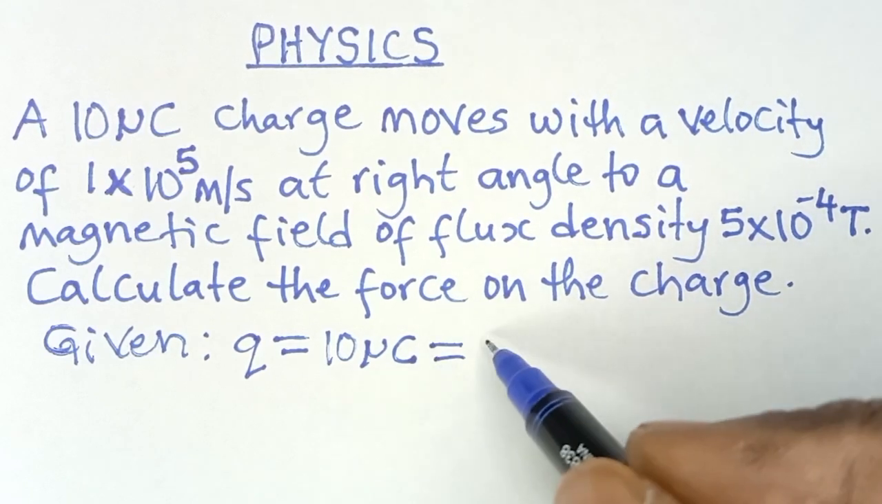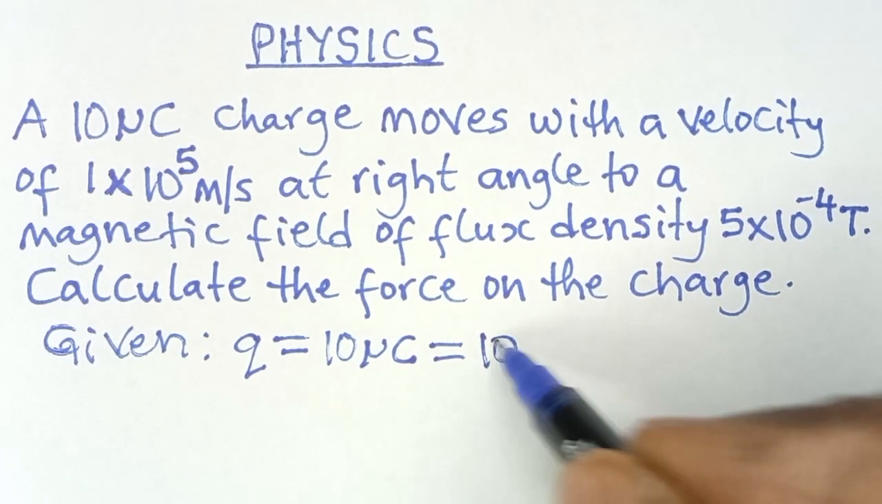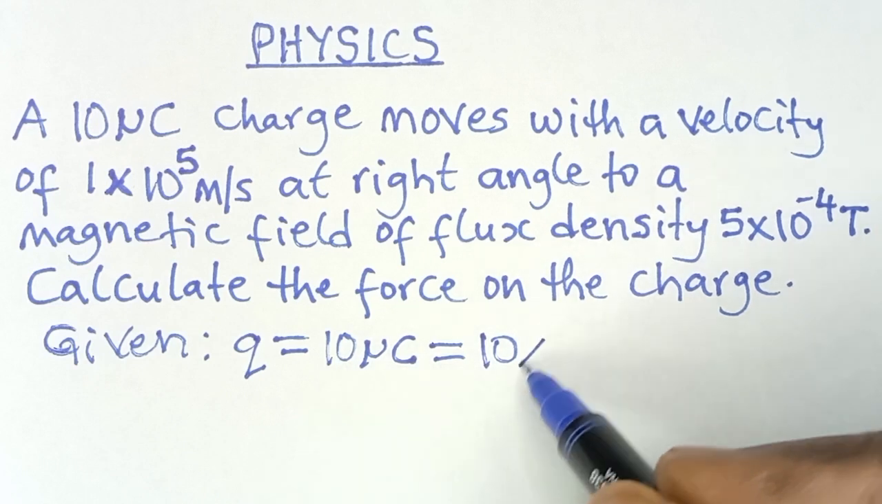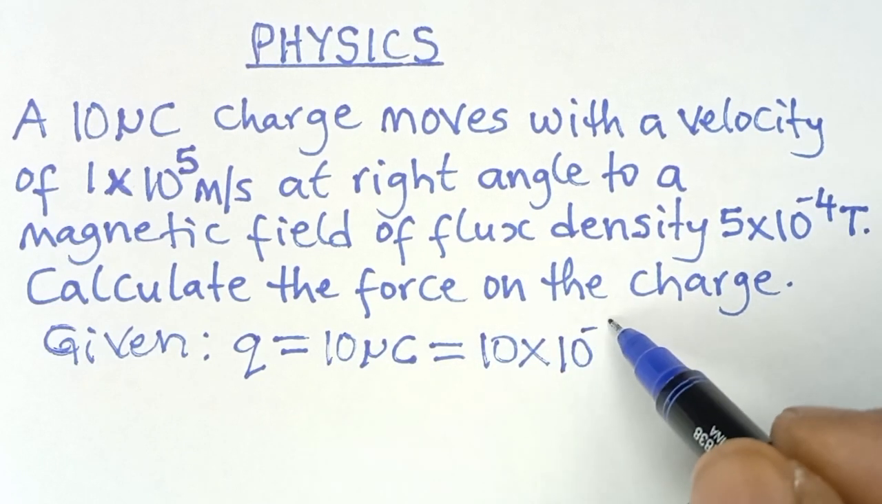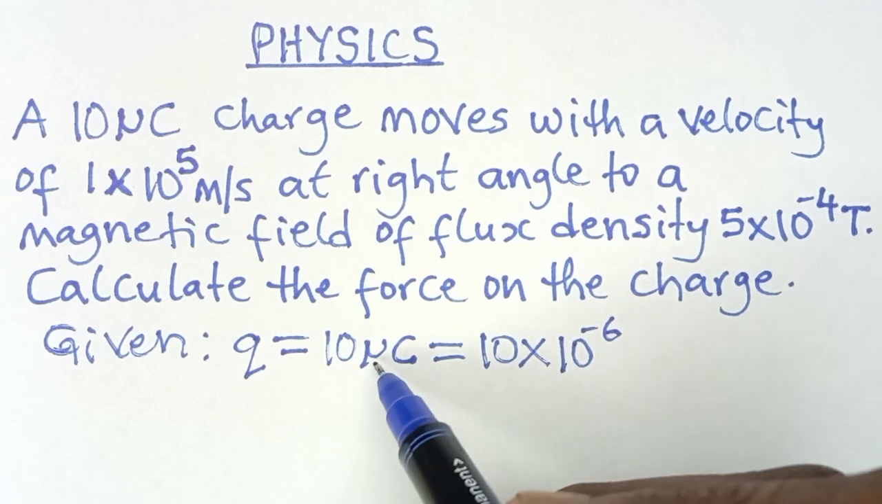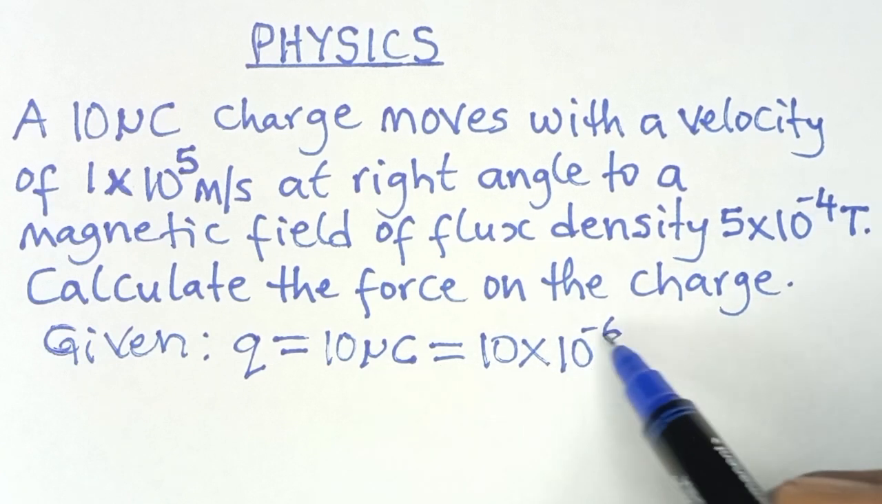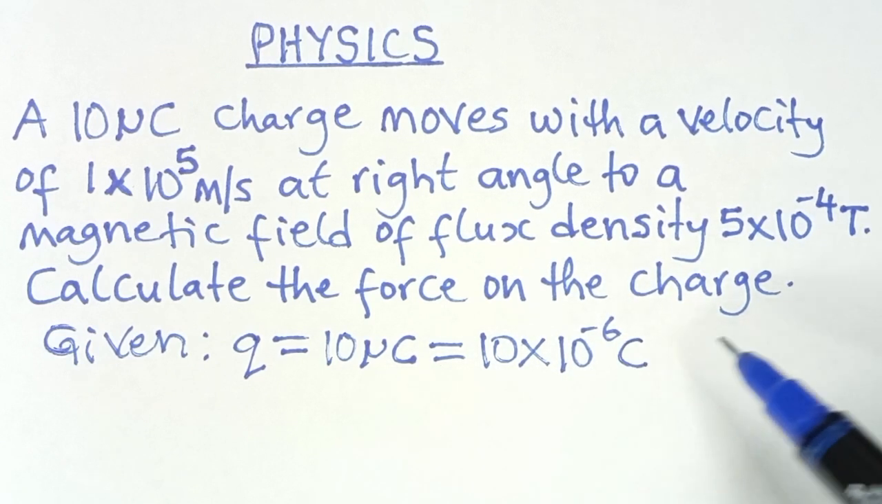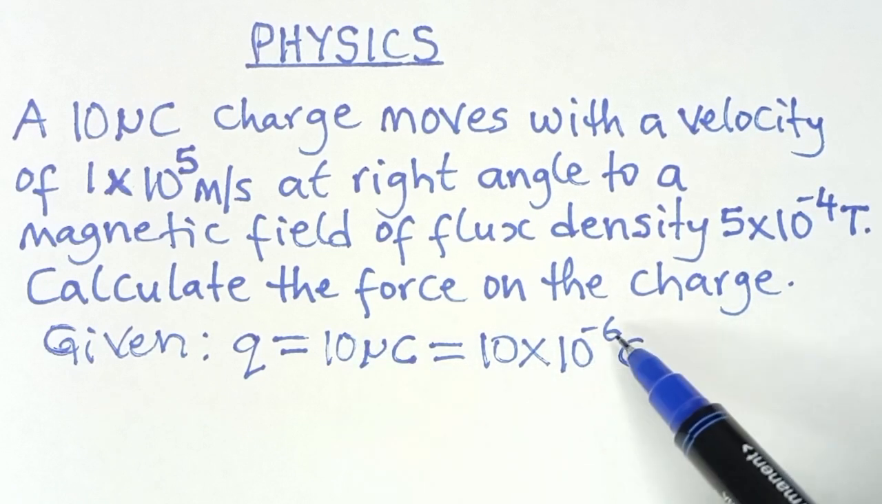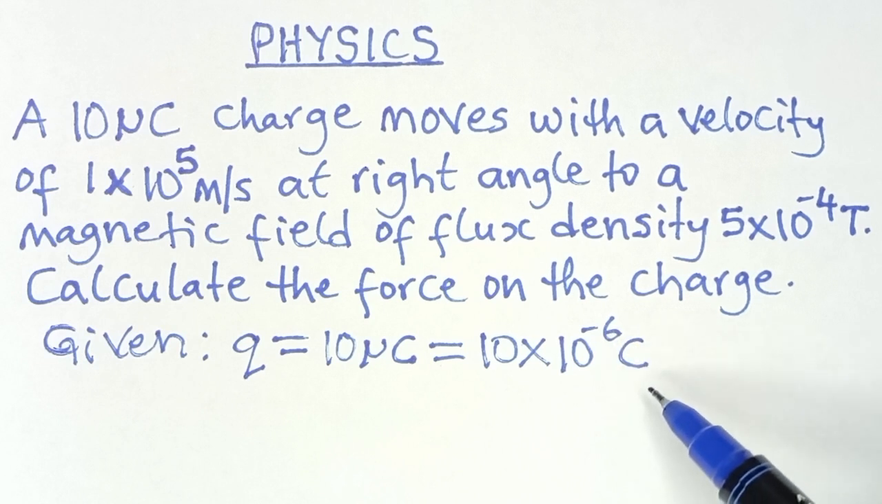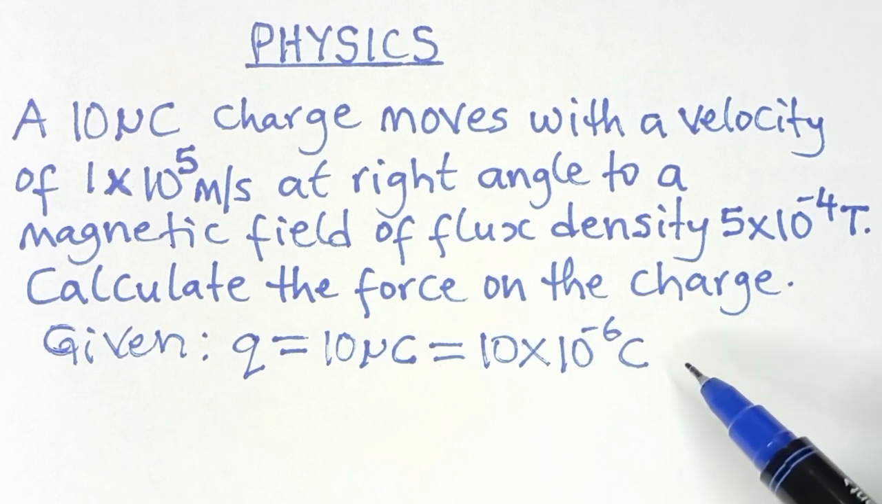And 10 micro is represented as 10, that is this value 10, multiplied by this micro means 10 raised to power minus 6, a small value representing 10 raised to power minus 6 coulomb. So anytime you see micro attached to a unit, just multiply that value by 10 raised to power minus 6, and that will give you the original value for that quantity.